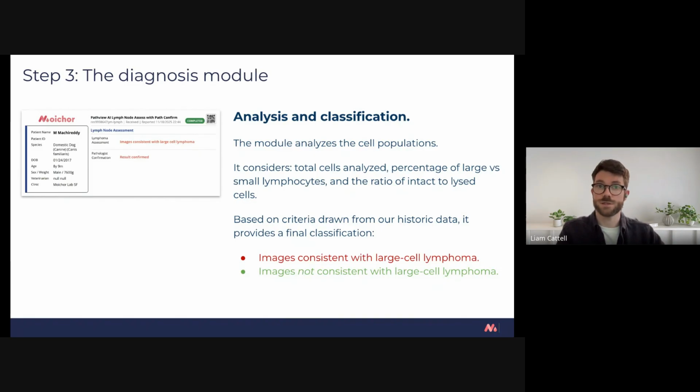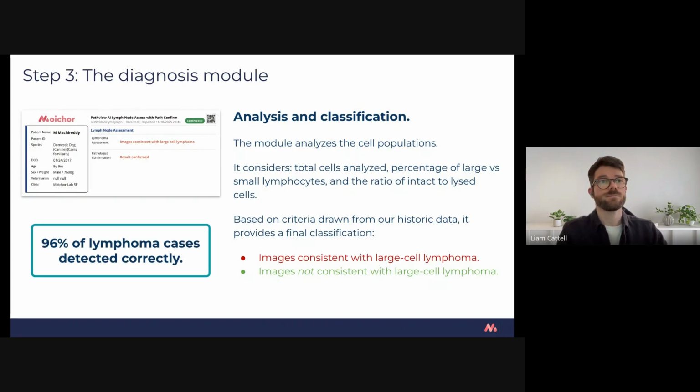That final classification is either images consistent with large cell lymphoma or images not consistent with large cell lymphoma. The screenshot on the left-hand side shows you what that would look like in one of our PDF reports. So very straightforward, hopefully very clear, and very actionable in the clinic when you get those results back. If you hit next.